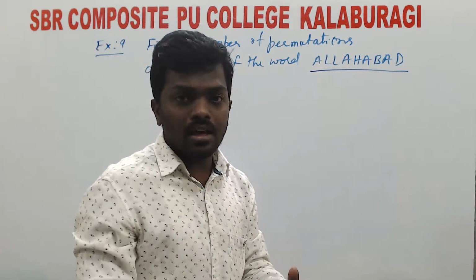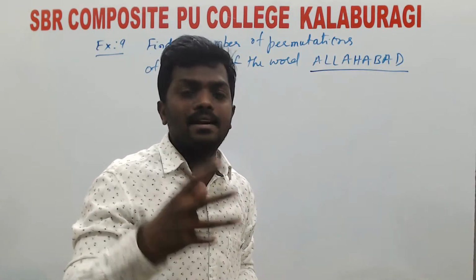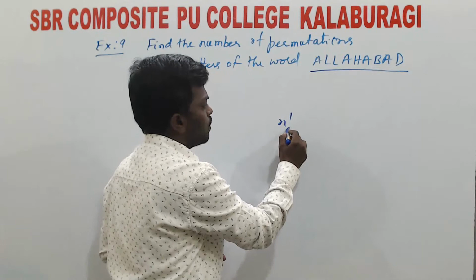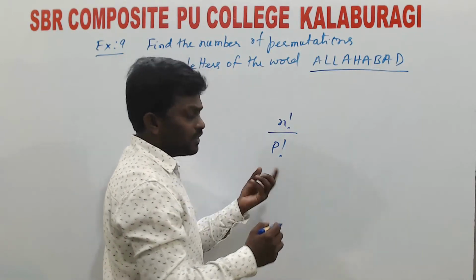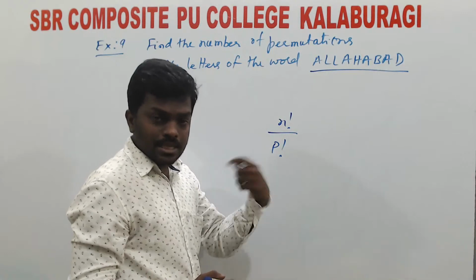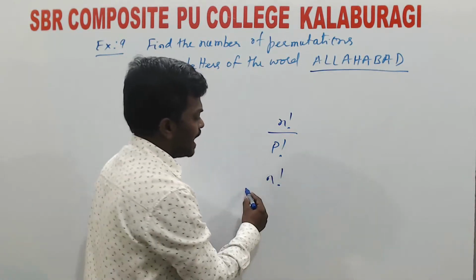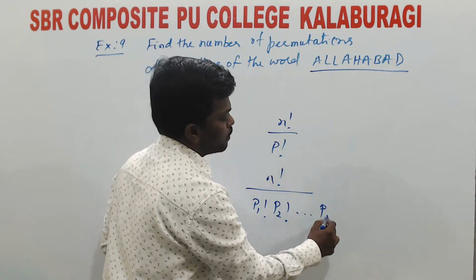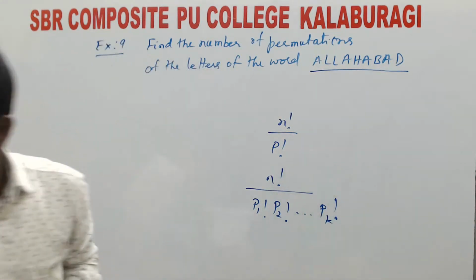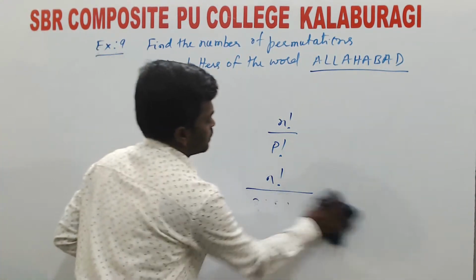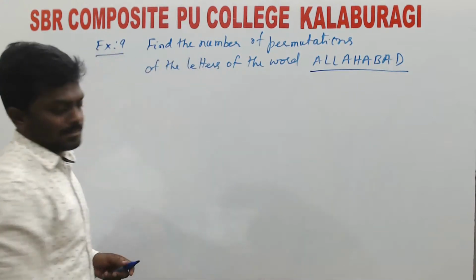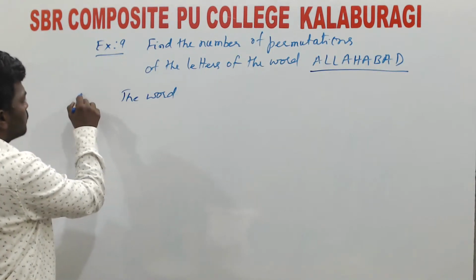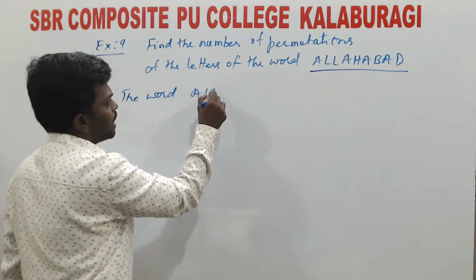Some are similar. And because of some letters being similar, the formula we need to take is n factorial by p factorial, if there is only one letter which is repeated, or if there are many, n factorial by p1 factorial, p2 factorial, and so on up to pk factorial. Okay, so now let's solve the solution. The word Allahabad.